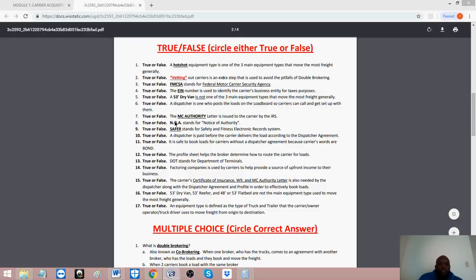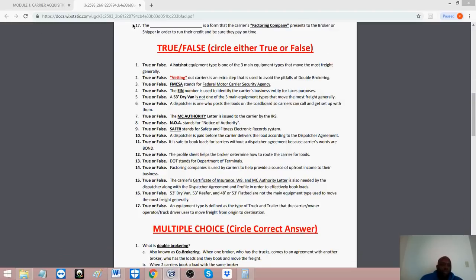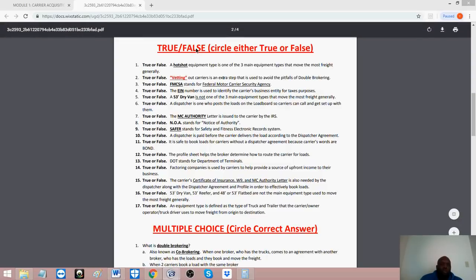All right. Number 7. The MC authority letter is issued to the carrier by the IRS. True or false? That is false. So who issues the carrier the MC authority letter? Just as a bonus. Who issues that? Where do they get that from? The answer is correct, Sergio. FMCSA.